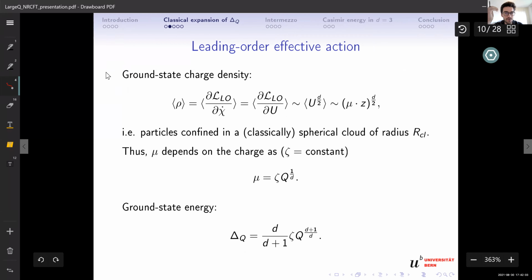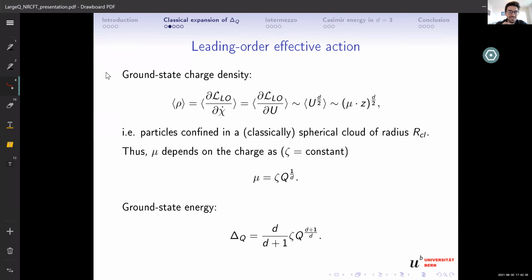In order to make sense of this parameter, we can have a look at the ground state charge density. And I should also mention that the charge density in the non-relativistic case corresponds to the particle density, right? The U(1) symmetry embedded in the Schrödinger group is actually the particle number, the number of particles, basically, right? So the charge density in the ground state takes the very simple form, mu times Z to the power 0.2.